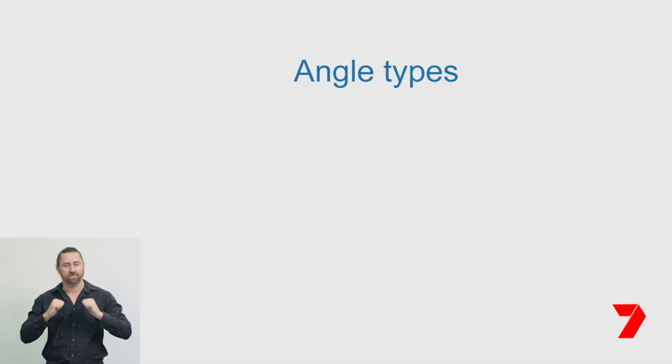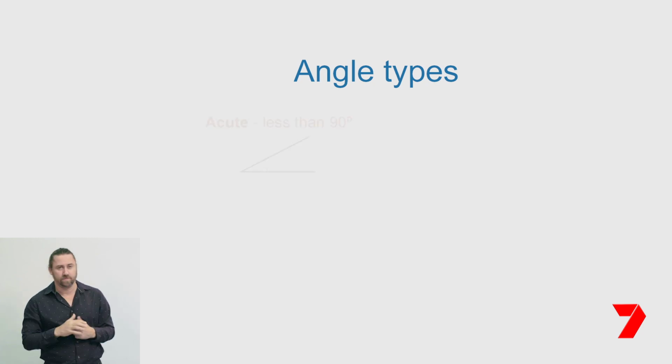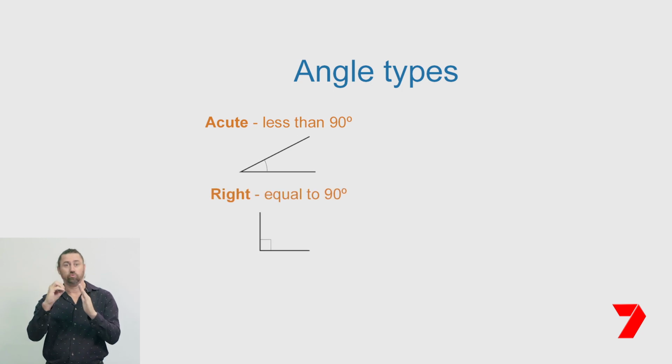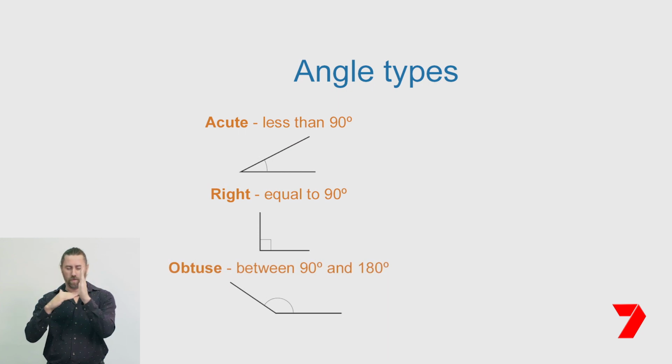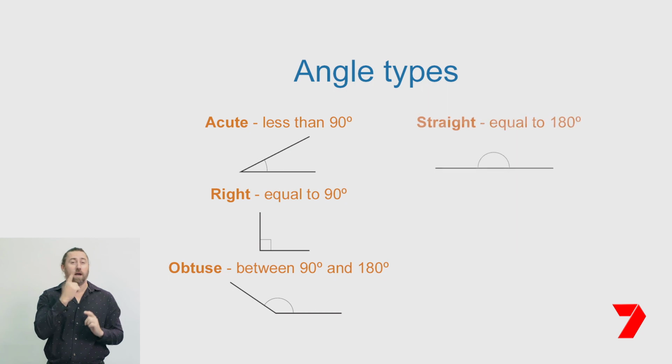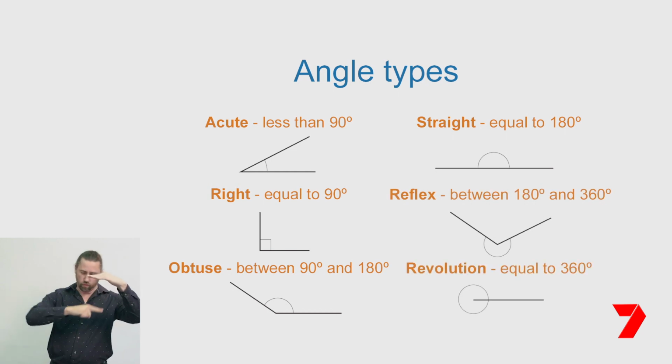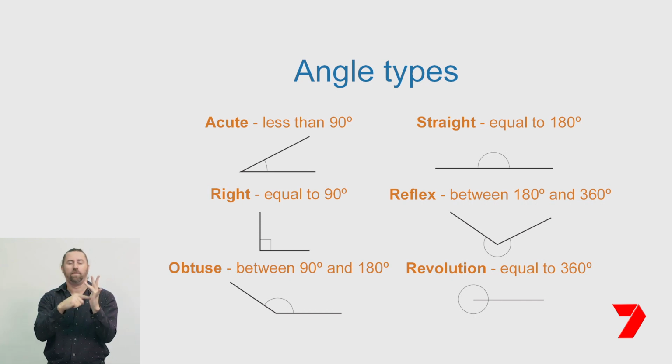In case you're a bit rusty, here's a list of the angle types and what sizes they are. Acute angles are less than 90 degrees. Right angles are exactly 90 degrees. Obtuse angles are greater than 90 degrees but less than 180 degrees. And a straight angle is exactly 180 degrees. A reflex angle is between 180 degrees and 360 degrees. And a revolution is equal to exactly 360 degrees.